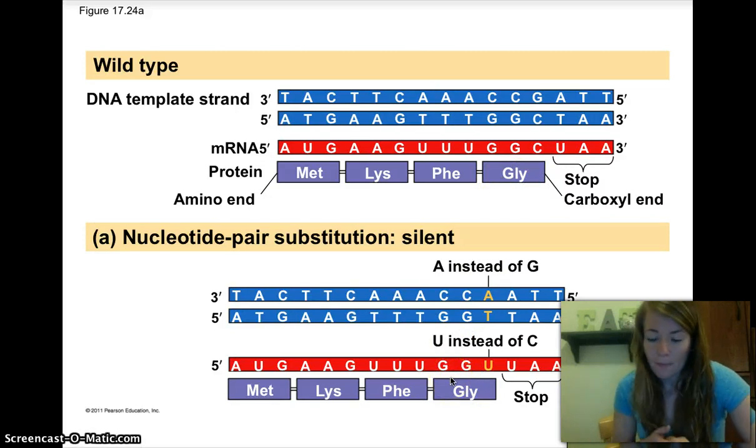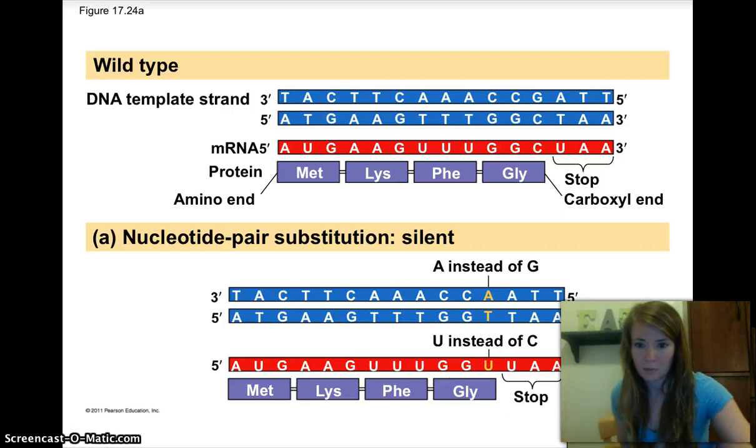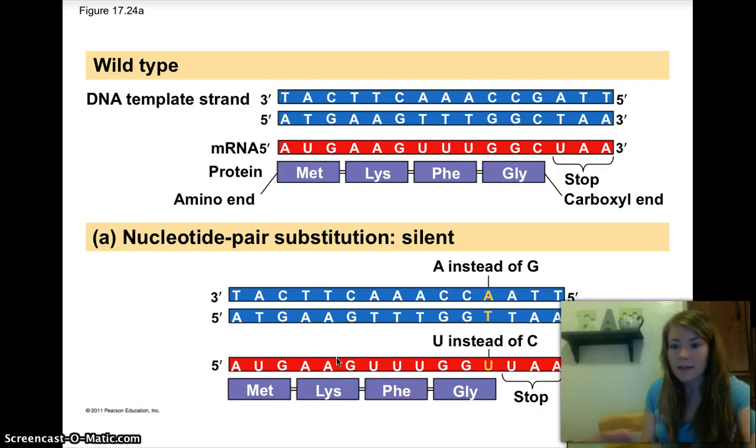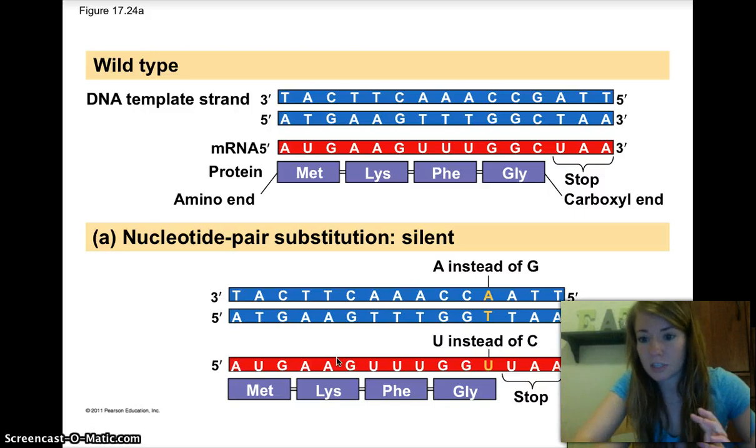Remember that there's usually several different codons that code for each amino acid. So if our mutation gives us a codon that also gives us the same amino acid, it's not going to make any difference in the protein. Our protein is the same: Met, lysine, phenylalanine, glycine. Same thing down here. Same amino acids, we're going to get the same exact protein. No big deal. That's a silent mutation. You would never know by looking at the protein that there had been a mutation.